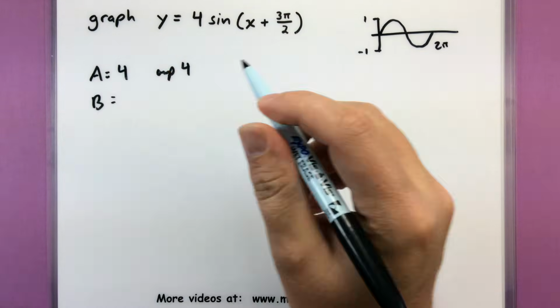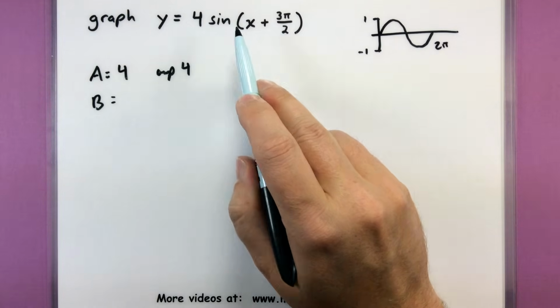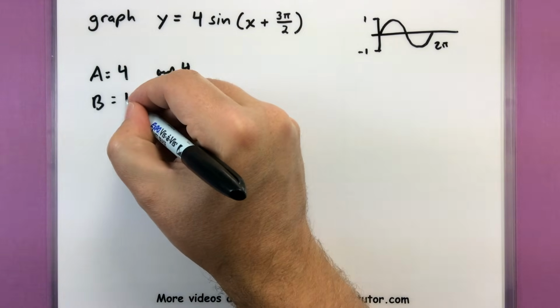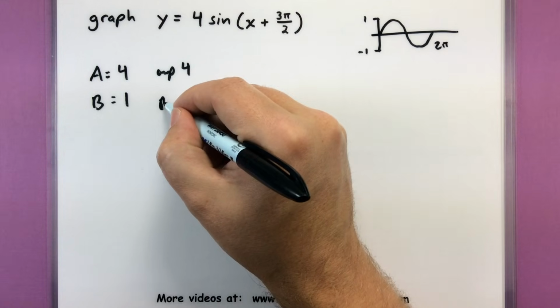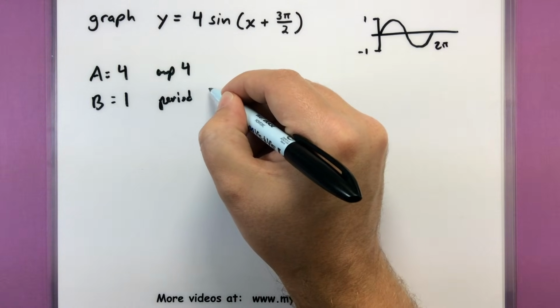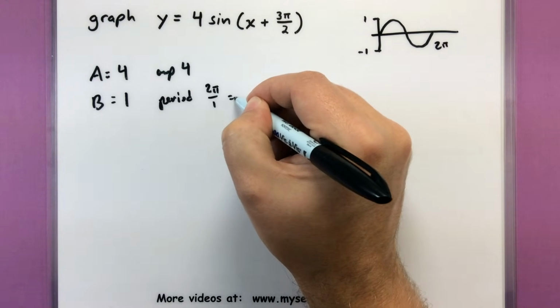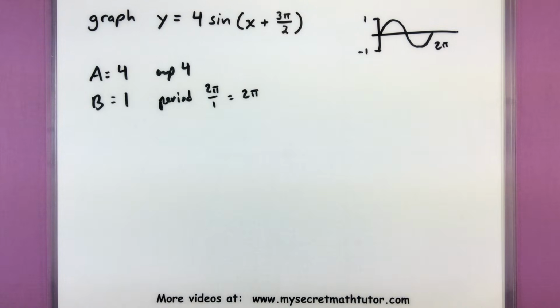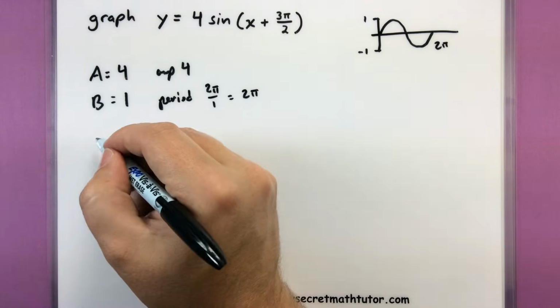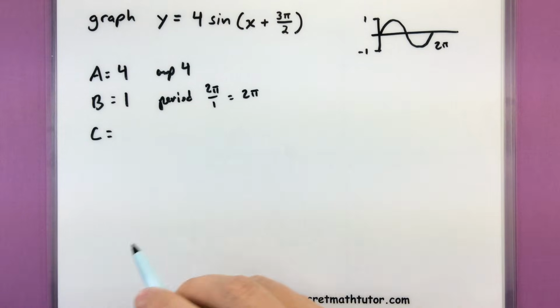B. I'm going to look in front of x to see if there's any value there. We have a value of 1, so our period is just a regular period divided by this value, or 2 pi. Okay, that looks good.